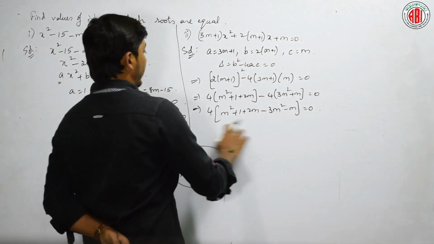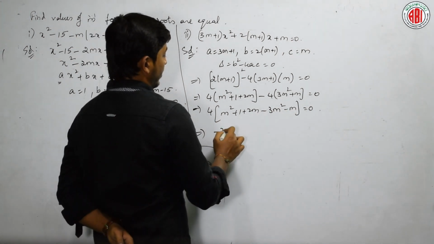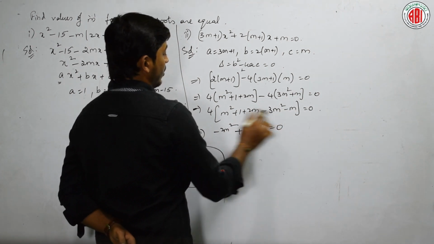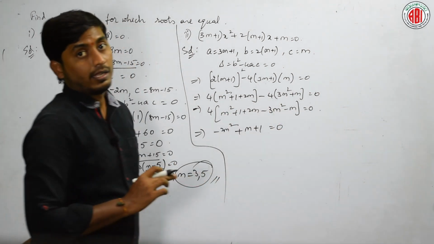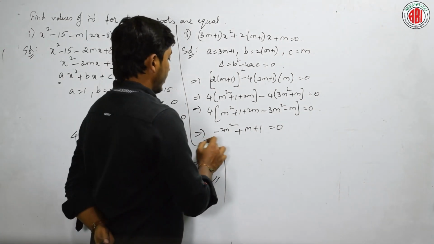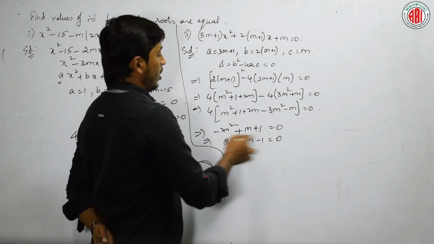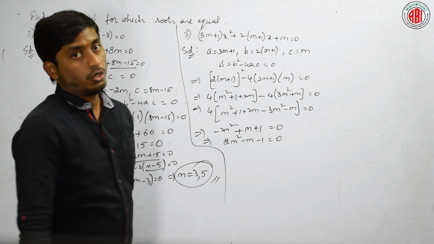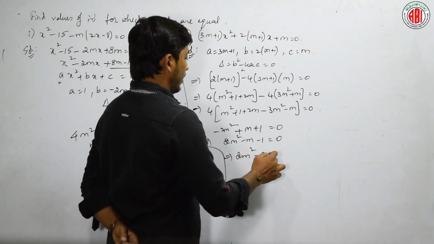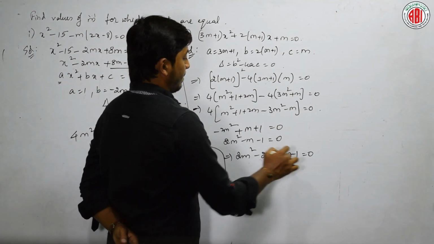Done. Therefore, we are left with this term, m square minus 3m square minus 2m square, 2m minus m is m plus 1 equal to 0. Is it fine? No difficulty here. Yes. So, we can take minus common, this will be 2m square minus m minus 1 equal to 0. What are the factors of 2 now? 2 ones are 2, right? That is 2m square minus 2m plus 1, minus 2m plus m minus 1.